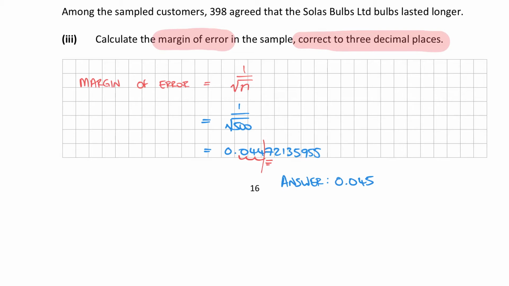Okay. And again, that year, that was allocated 5 marks. So in that pre-paper, that was 5 marks if we got the margin of error. So you can see there every year, more or less, when you're asked to get the margin of error, it tends to be worth 5 marks.